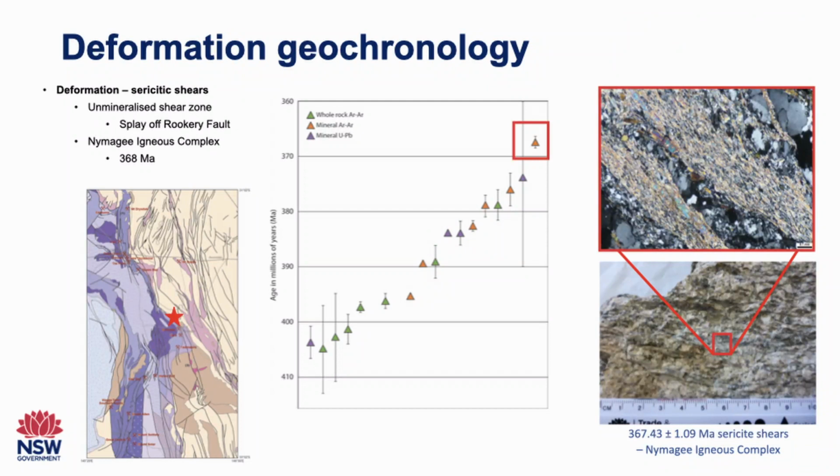Then we can look even further. Sometimes you see discrete shear zones through some of the granites. And we've done some argon work on one in particular off the Nymagee Igneous complex. And these are coming back quite young. So there's movement on the major fault systems on the eastern side of this basin down to about 370 million years.